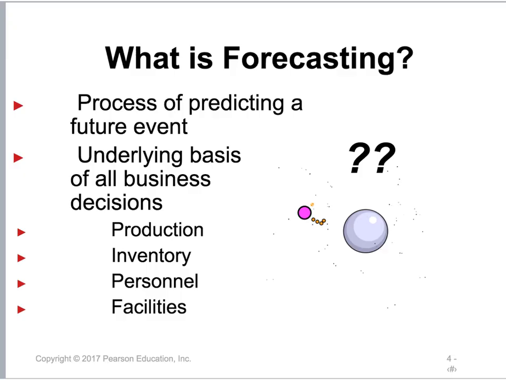So what is forecasting? It's the process of predicting a future event. It's the underlying basis of all business decisions regarding production, inventory, personnel, and facilities. So when you have a forecast, it tells you how much you're going to make or sell in the next week, the next day, the next 3 months, the next year. And that will help you determine how much staff you need, how much you need to produce, how much inventory you need to have in the store, and how big your facility should be.